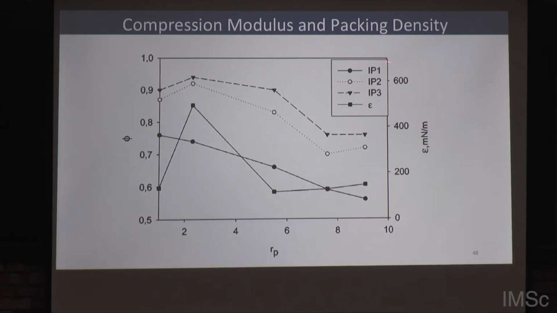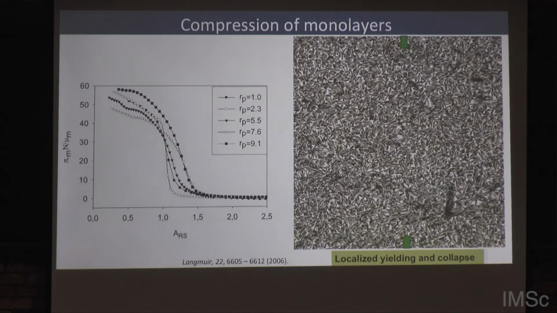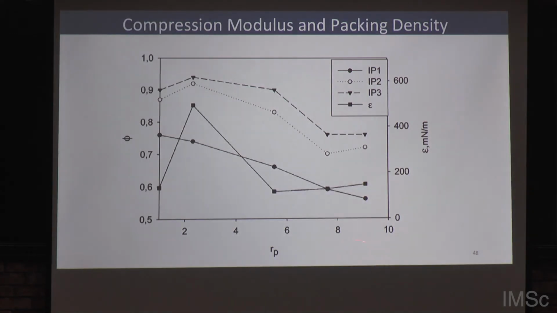IP1, IP2, IP3 correspond to the inflection points. This epsilon is what is called the compression modulus. Because I know the slope of the pi-A isotherm in this region, I can use that to compute the compression modulus. We plot phi, which is the surface coverage, as a function of aspect ratio at the 3 inflection points, and then the compression modulus that is obtained from the surface pressure area isotherm.